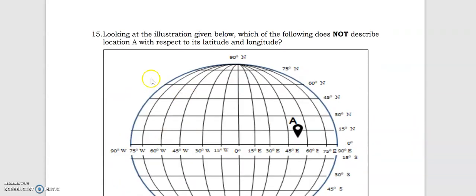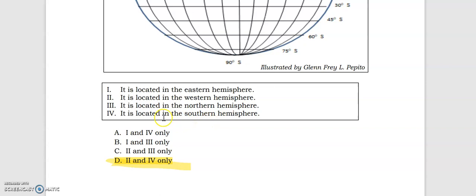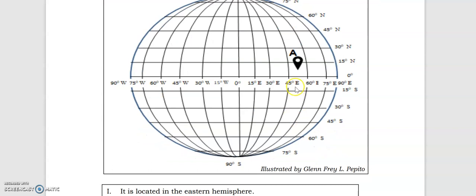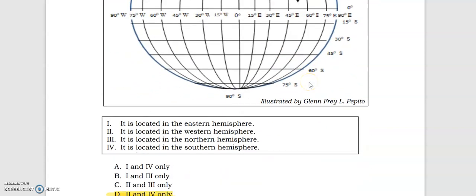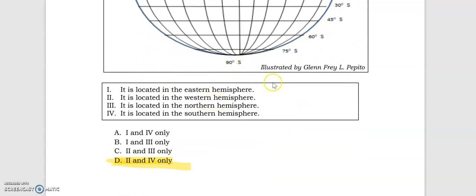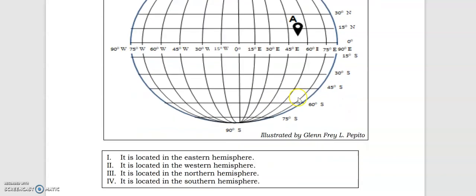Alright, for number 15, looking at the illustration given below, which of the following does not describe location A with respect to its latitude and longitude? So it's located in the northern hemisphere. Does not describe. No, it is located in the western hemisphere and it is located in the southern hemisphere. So they did not describe the location of A because location A is in the northern hemisphere and it is in the eastern hemisphere.